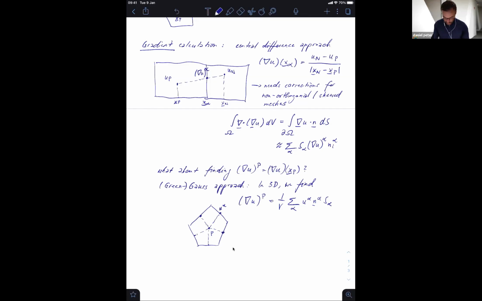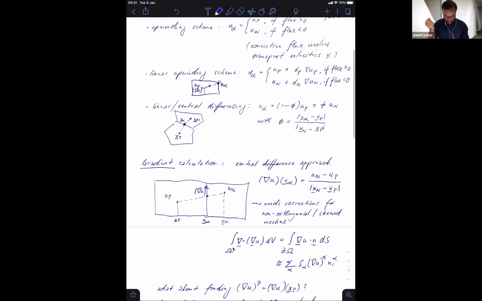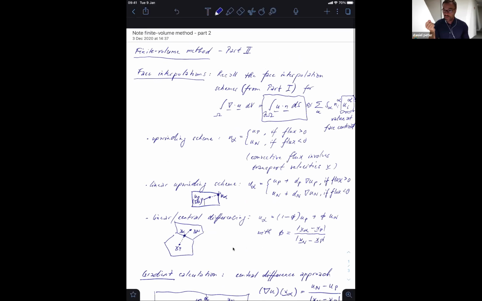So if we know what the U alphas are, we can interpolate the gradient within that cell. But now what are the values at the cell, at the phase centroids? Again, then it comes to this problem. We could interpolate these values, for example, using these schemes.